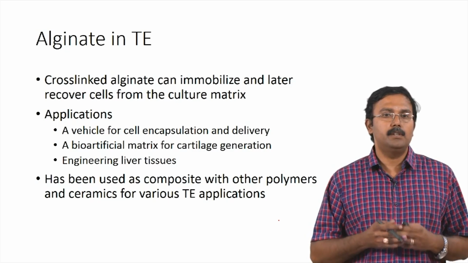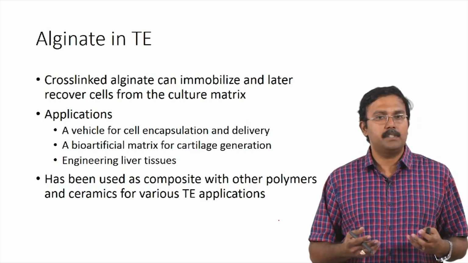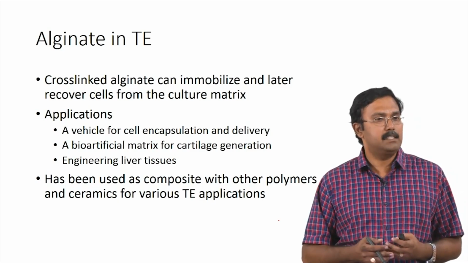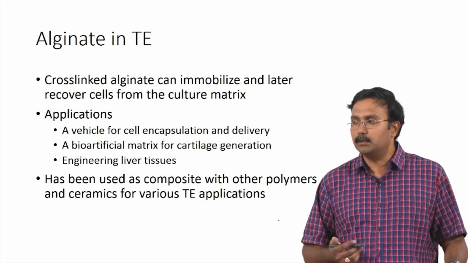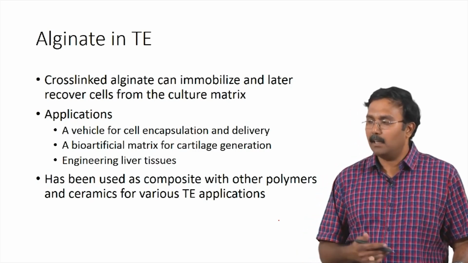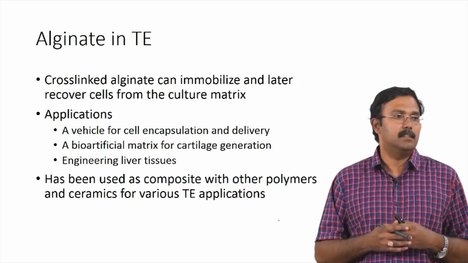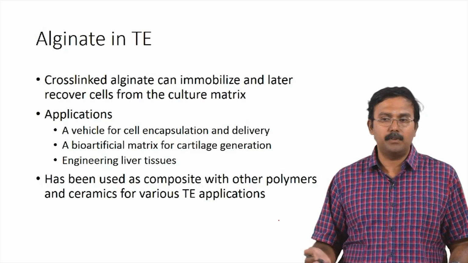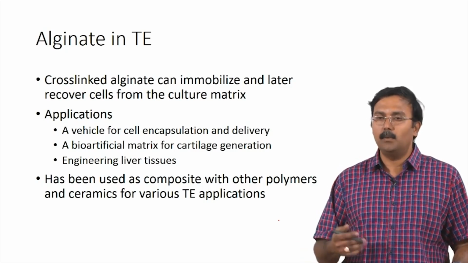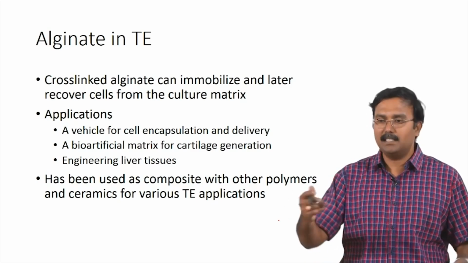People have tried to use alginate beads as a bioartificial matrix for cartilage regeneration and also for engineering liver tissues. There are different papers on these. I am not going to go into the details of each of these things. I am just telling you these are the applications for which it has been used. You can always go back and refer to the literature to figure out how exactly people have used this. Obviously, most of these would not just be taking alginate and using it.